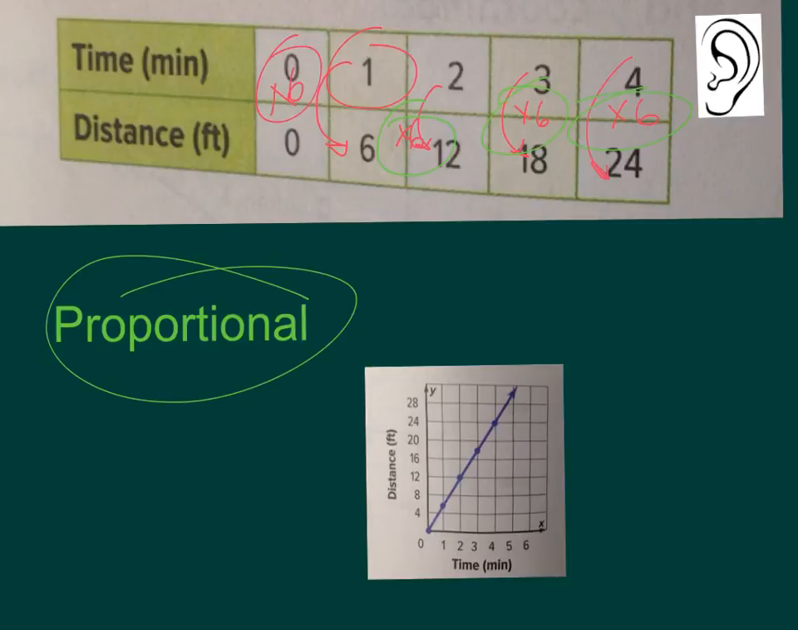If you didn't want to look at those inner rainbows, you can just graph it, and you can see that at 0, 0, 1, 6, 2, 12, 3, 18, 4, 24, I have a straight line starting at 0, 0. Proportional graph, following our three rules. Let's take a look at a non-proportional example.